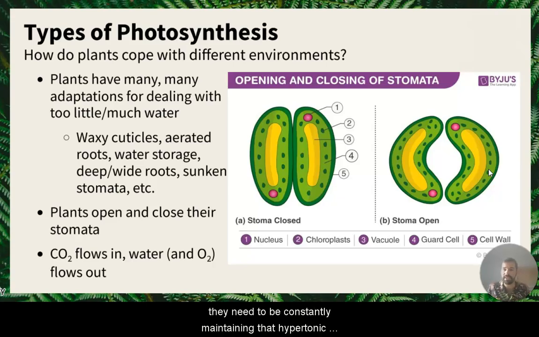They need to be constantly maintaining that hypertonic environment that maintains a flow through the leaves or through the other parts of their body that's photosynthesizing. There needs to be a flow of water. But one of the ways that they do this is by opening and closing their stomata to let oxygen and CO2 exchange with the atmosphere. So CO2 flows in, water and oxygen flows out. And that transpiration is fundamental to the flow of water through a plant.